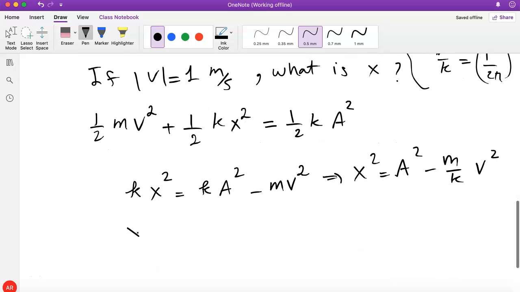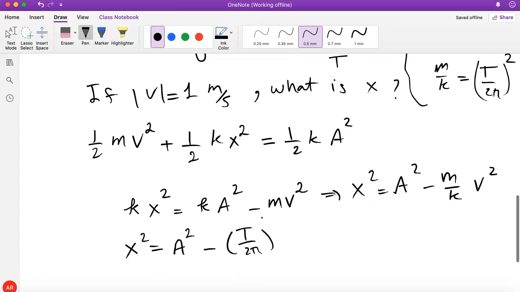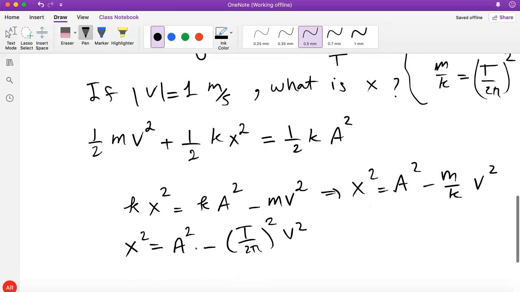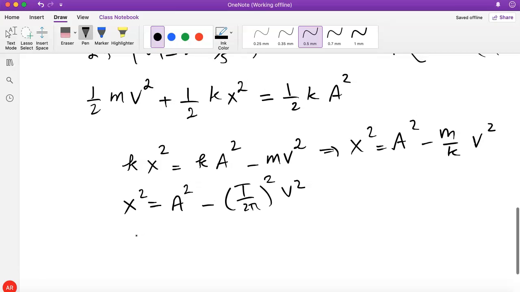Putting all of this together, x squared is going to be A squared minus T over 2 pi, squared, times v squared. And the values of x where the velocity is v, which is what the problem is asking, are going to be plus or minus the square root of that.